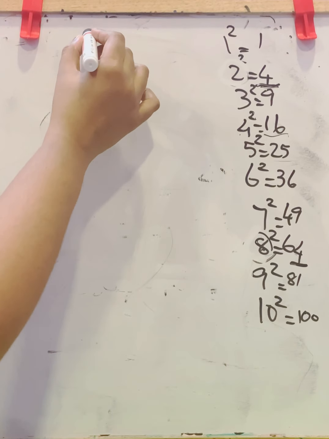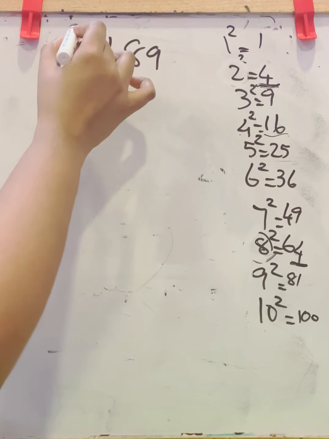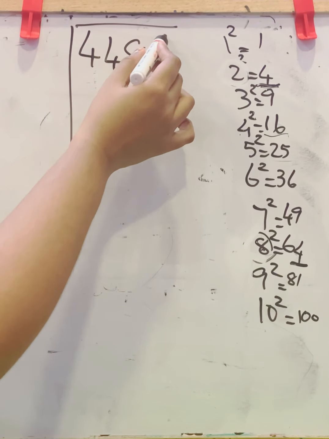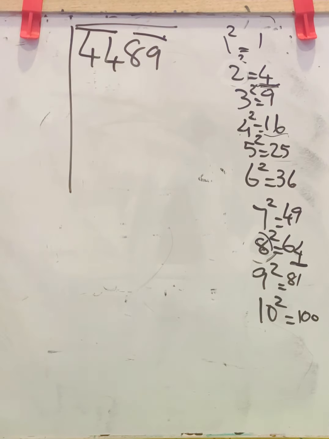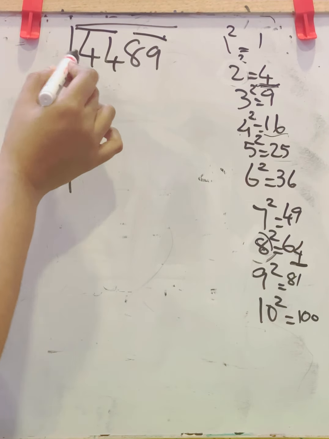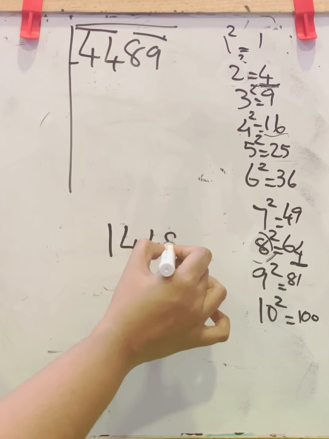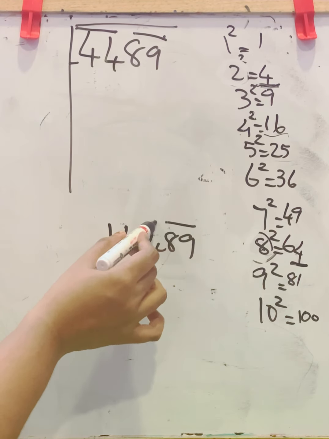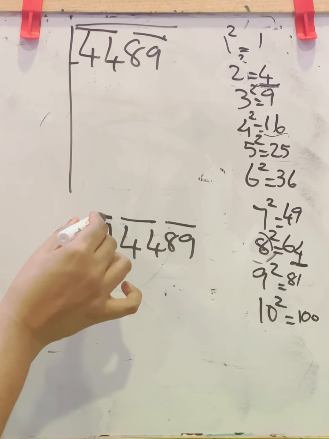Second question, 4489. So first you have to put the symbol. Next, pair the numbers starting from the rightmost side. Two numbers. If here you have another number, that is if it was like this, then you will start pairing like this. This number will stand alone. Okay, put a bar above it.